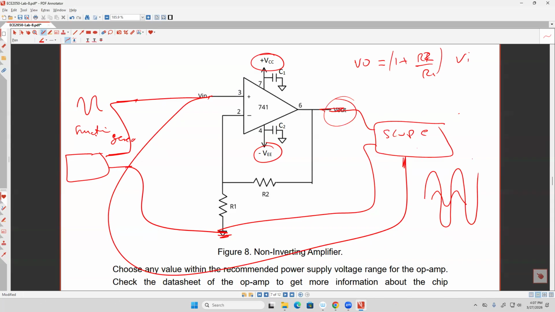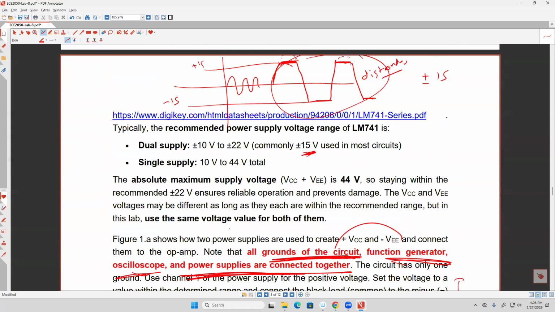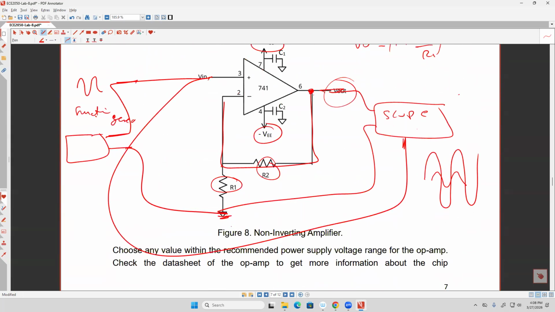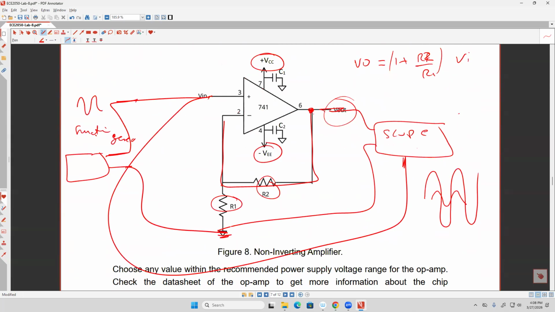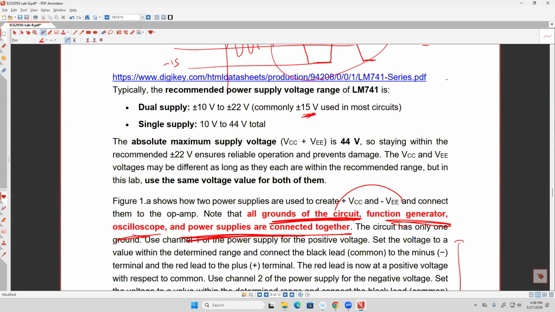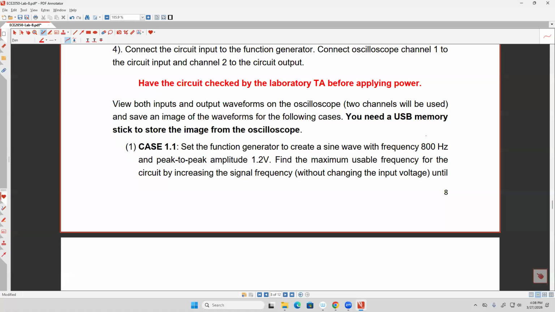Again, it's not difficult. It should be easy. Look at the connection here: you just connect R1 and R2 between pin number 6, pin number 2, and from pin number 2 to the ground. The only difficulty is that we are going to use multiple channels. So number one, you need to connect the circuit this way. You have a function generator, and we are going to use two channels of the scope so that I can display both input and output.